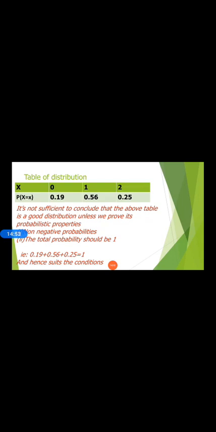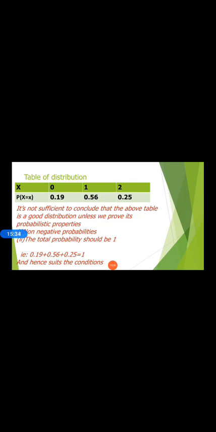But students, it's not always true that each table we draw will be a proper distribution table. It is not sufficient to conclude that the above table is a good distribution unless we prove its probabilistic properties. What are those probabilistic properties? 1. Non-negative probabilities. You must ensure that the probabilities in your probability distribution table are not negative.